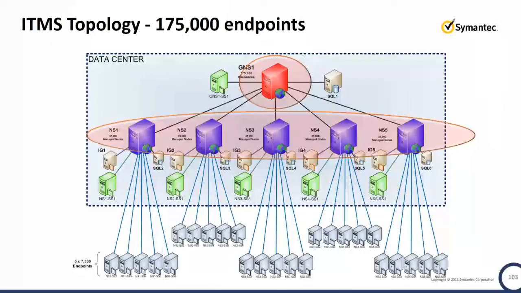And then this is the monster, right? This is your 175,000 endpoints. You're looking at 5 child notification servers, 1 global, or what's the new word now?